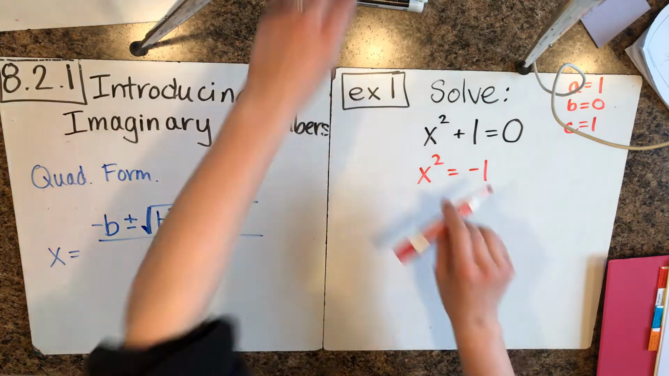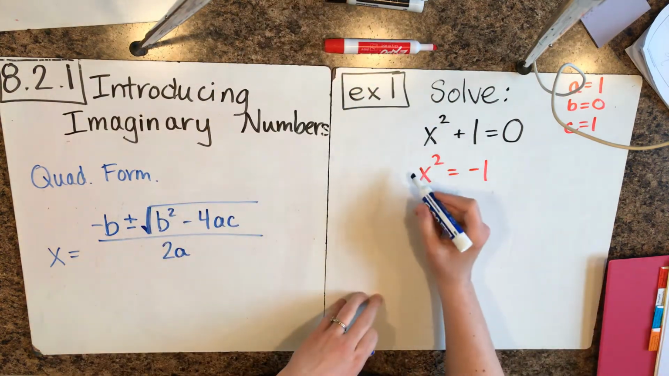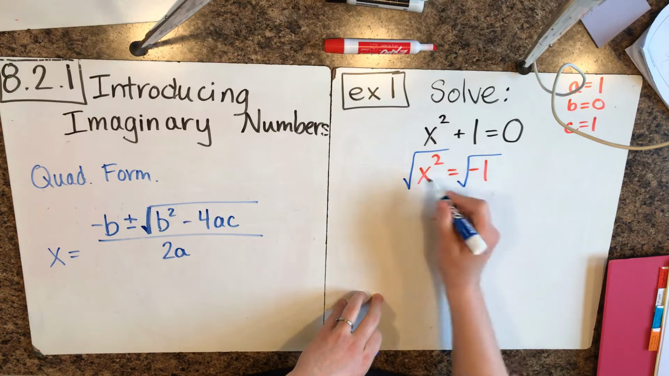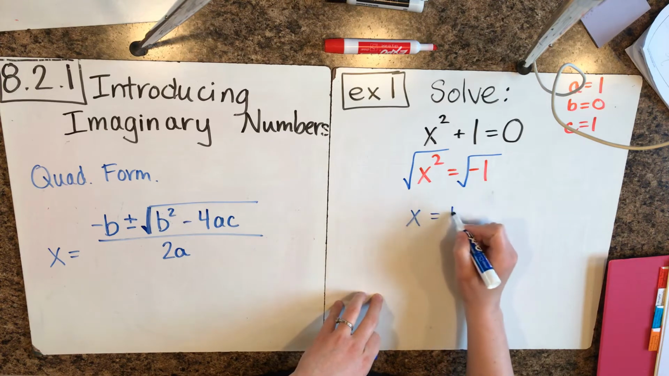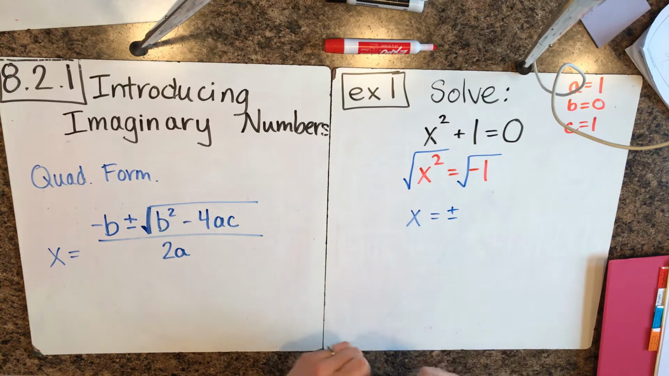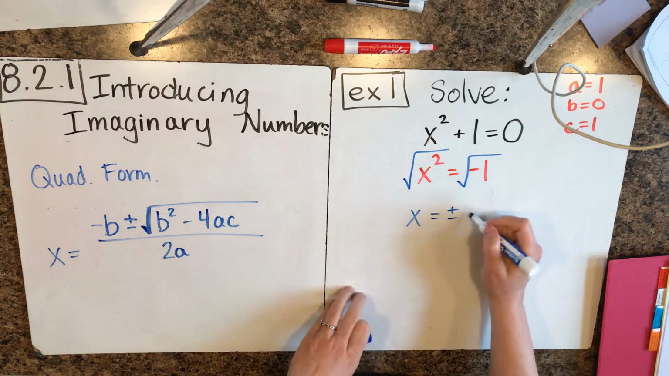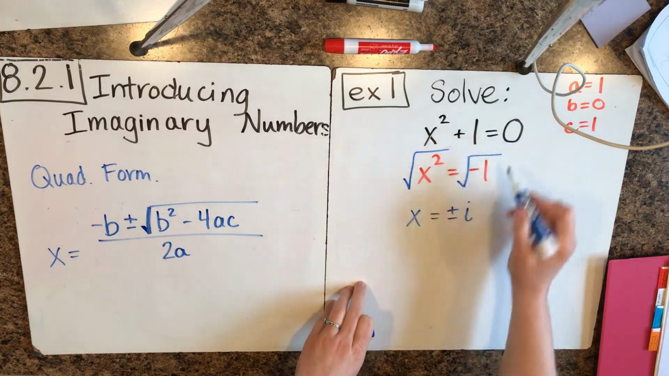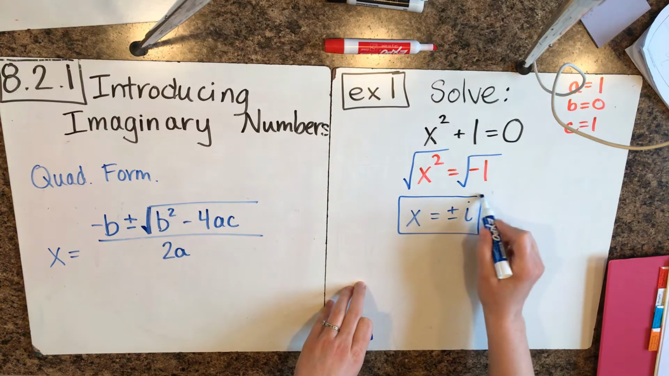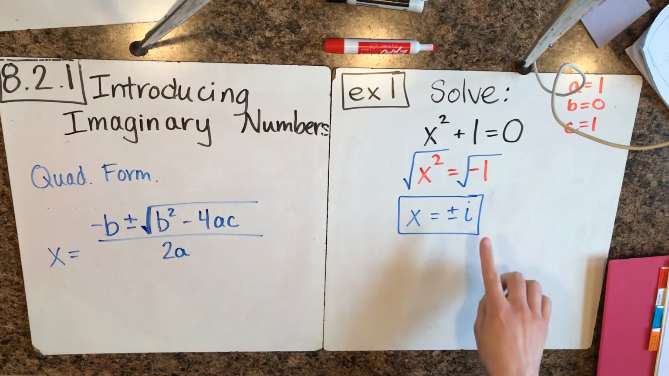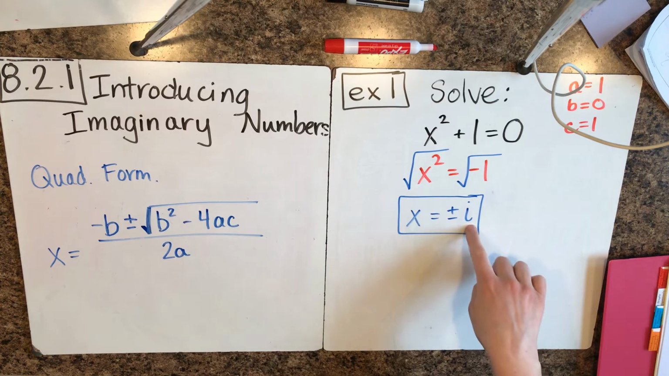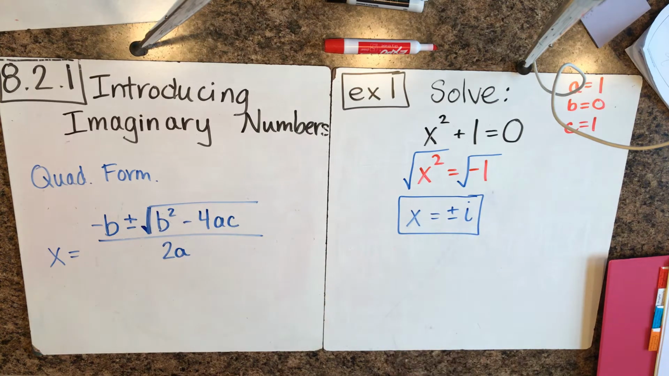Take the square root of both sides, and remember, when I take the square root of something squared, I have to put plus or minus, okay? And yesterday we learned that the square root of -1 is equal to i. So this equation has two solutions, positive i and negative i. And I'm going to say this a lot of times, but imaginary solutions always come in pairs, okay?